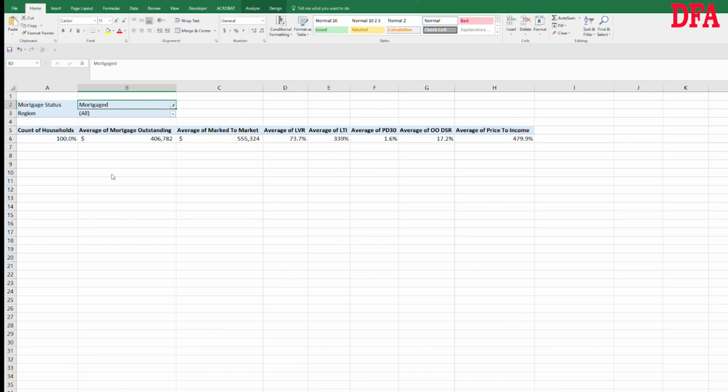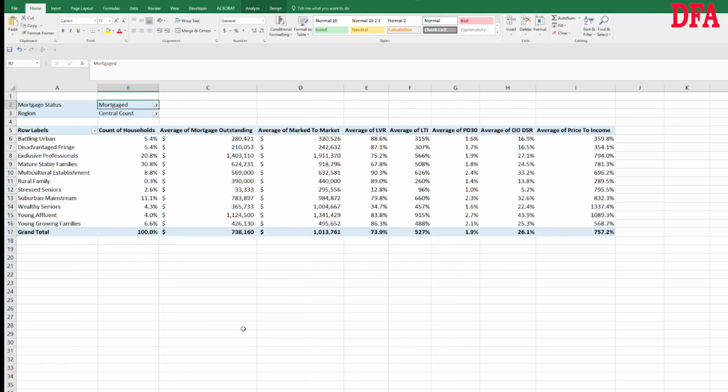So let's go down to the Central Coast and have a look there. Okay, so on the Central Coast, the average mortgage is 738, average mark to market is over a million. Average loan to value is 73.9. The loan to income is 527. The debt servicing ratio is 26, and the price to income is 757. Probability of default 1.9%.